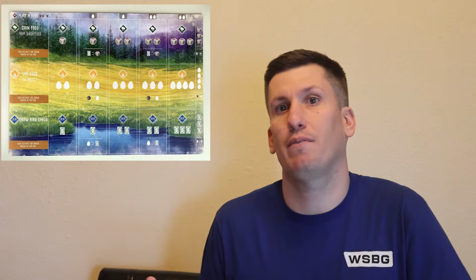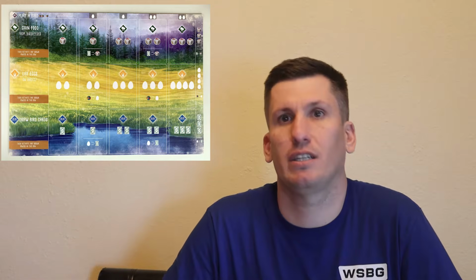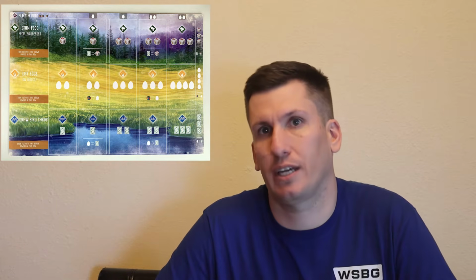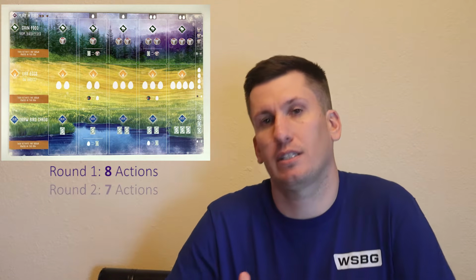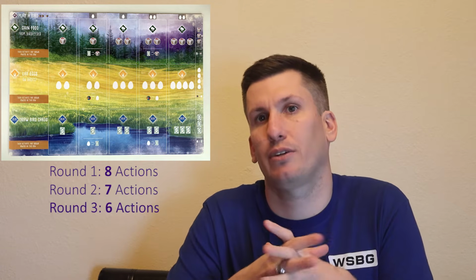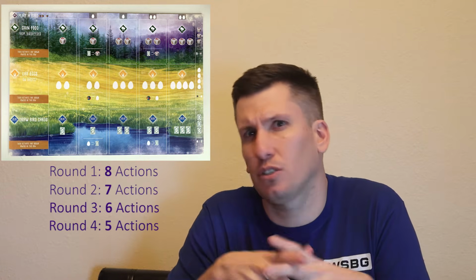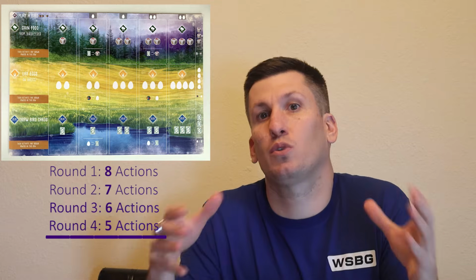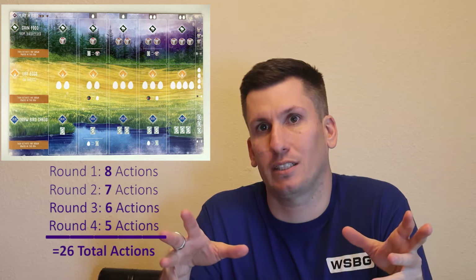So let's imagine we're now playing a game of Wingspan. Now, in the game of Wingspan, each player is given the same number of actions. So they get 8 actions in round 1, 7 in round 2, 6 in round 3, and 5 in round 4. So that comes out to a total of 26 actions that each player gets to take.